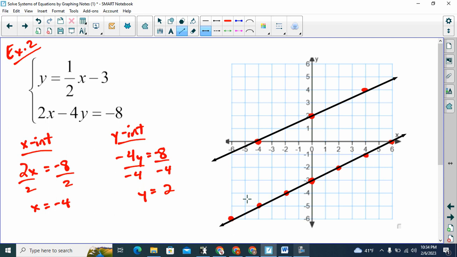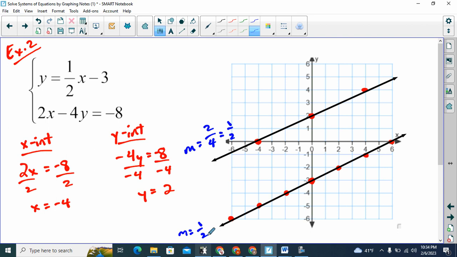Remember, we're trying to find where the 2 lines cross. It appears as though we have parallel lines. Our lines do not appear to cross. This slope we said was up 1 over 2. This slope is up 2 over 4. And then 2 over 4 I can reduce. I can divide those both by 2. Notice my slopes are the same. Same slope, parallel lines. Parallel lines never cross.